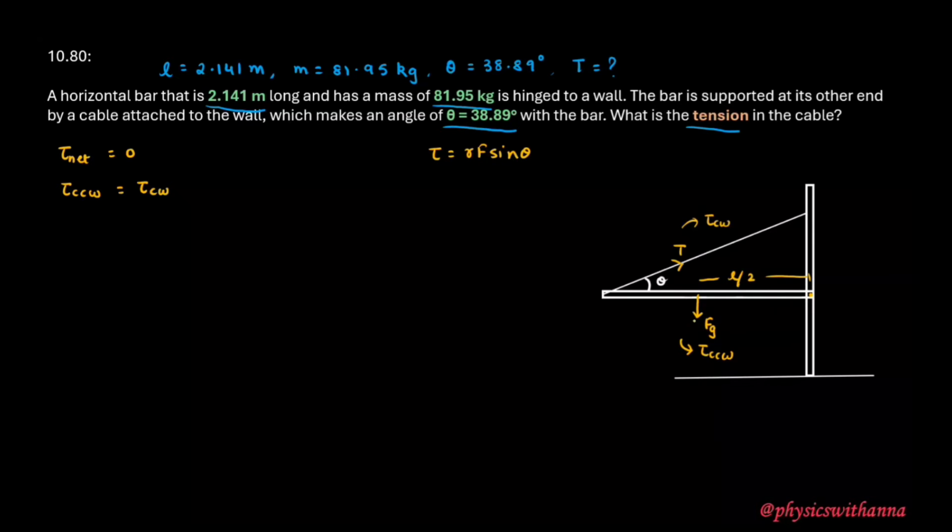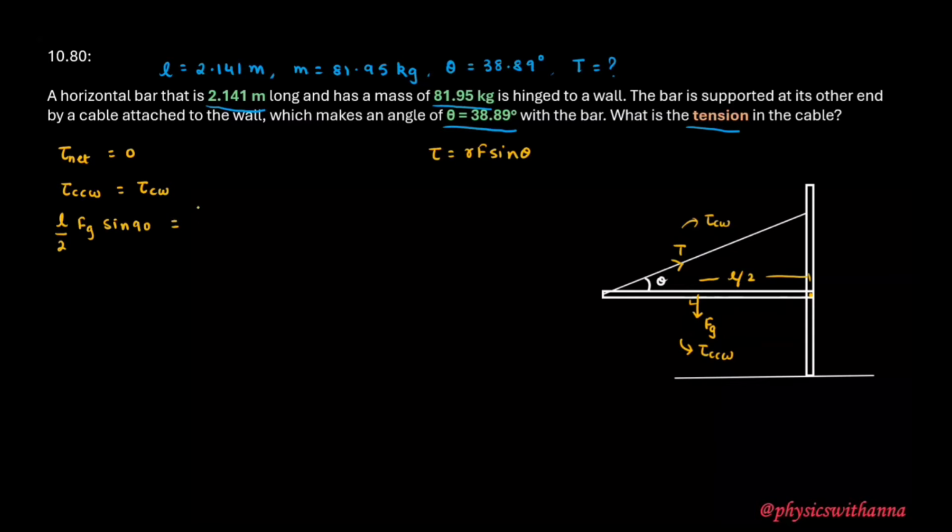Because force due to gravity is acting at the center of gravity, which is the same as the center of mass, and center of mass for the rod is at the center of the rod, and therefore its distance from the axis of rotation will be L by 2. The angle theta Fg makes with the bar is 90 as it is pointing vertically down. So we can write for counterclockwise torque as R will be L by 2, force is Fg into sine 90.